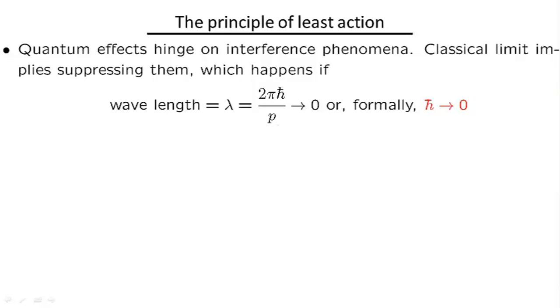So let's say we have a particle with momentum p. The corresponding wavelength, per de Broglie's argument, is going to be h bar over 2 pi p. So if we want to set lambda to 0, that is, to completely suppress the interference effects of the particle with such a wavelength, we want to set, in some sense, h to 0. So the Planck constant, which controls the quantum effects, which is sort of the essence of quantum mechanics, should be set to 0 in order to take this limit.